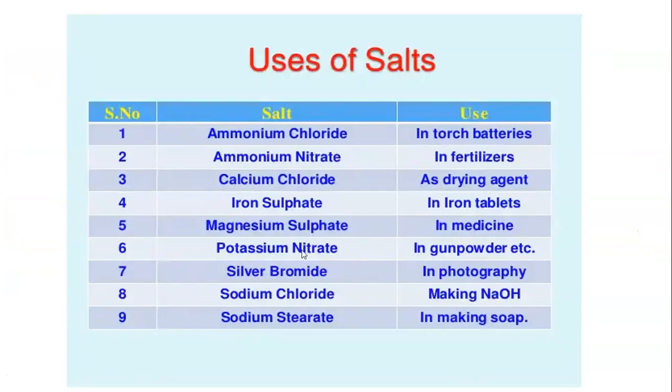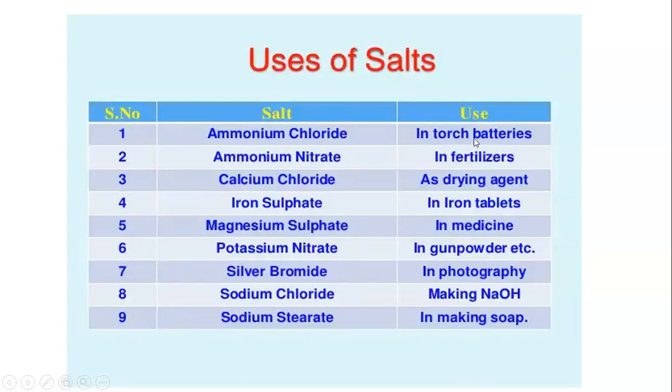Now we have some uses of salts. First, we will see which salts these are: ammonium chloride, ammonium nitrate, calcium chloride, iron sulfate, magnesium sulfate, potassium nitrate, silver bromide, sodium chloride, sodium stearate. So these are some of the chemical names of salts, and here we have some of the uses where these salts can be used.